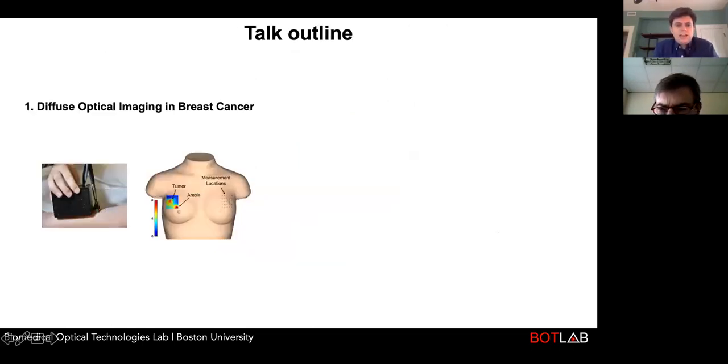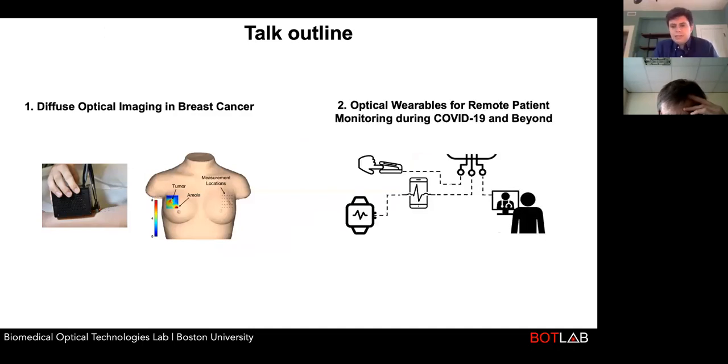So my talk today is in two chapters. The first chapter is on diffuse optical imaging in breast cancer. And I'm going to tell you a little bit about the specific version of diffuse optics we're using for breast cancer imaging. It's called frequency domain diffuse optics. And the second chapter switches gears. I'm going to talk a little bit about diffuse optical wearables for remote patient monitoring during the changing healthcare landscape during COVID-19 and then beyond.